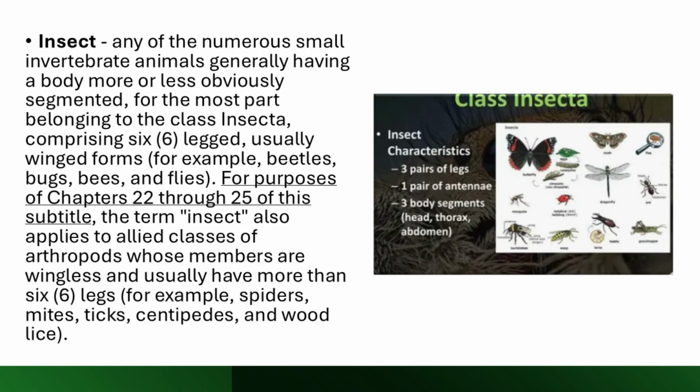Insect. Any of the numerous small invertebrate animals, generally having a body more or less obviously segmented, for the most part belonging to the class Insecta, comprising six-legged, usually winged forms, for example, beetles, bugs, bees, and flies. For the purposes of chapters 22 through 25 of this subtitle, the term insect also applies to allied classes of arthropods, whose members are wingless and usually have more than 6 legs, for example, spiders, mites, ticks, centipedes, and woodlice.